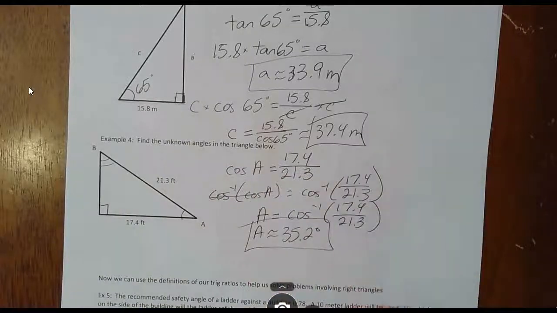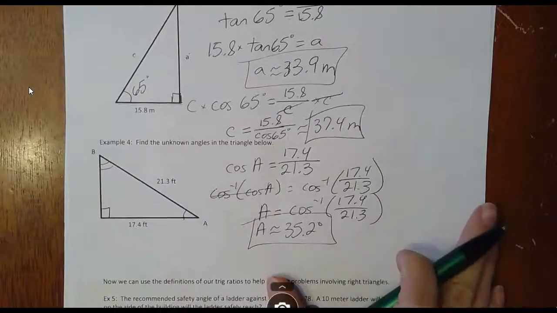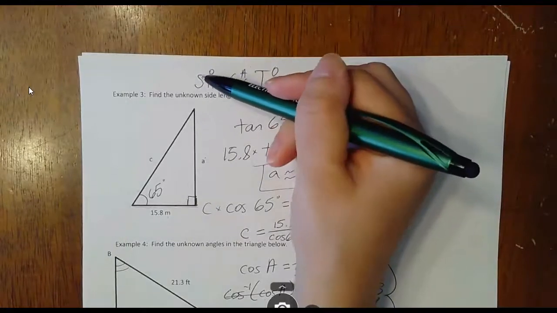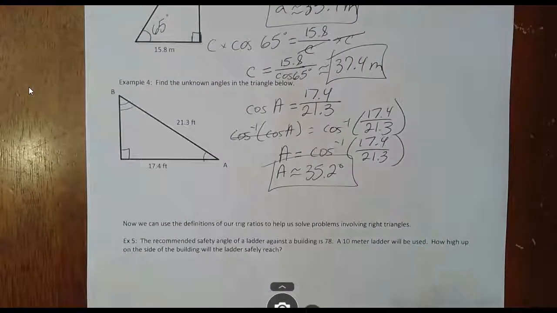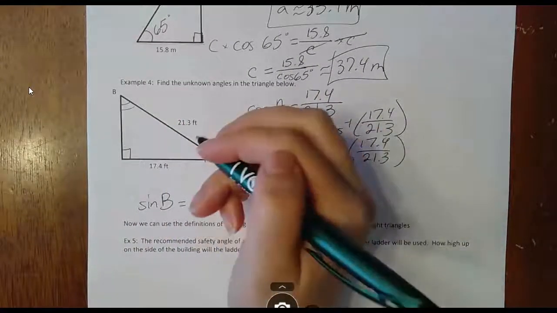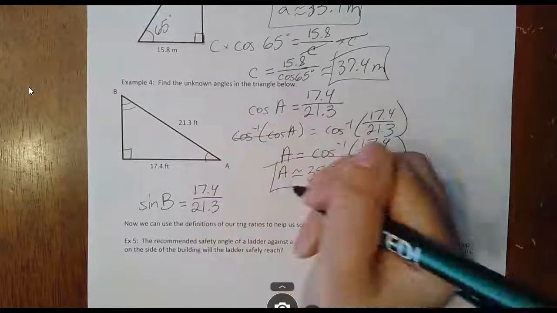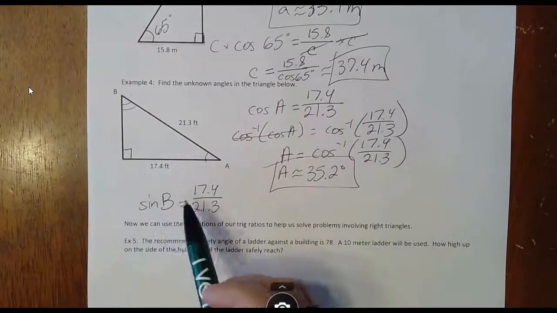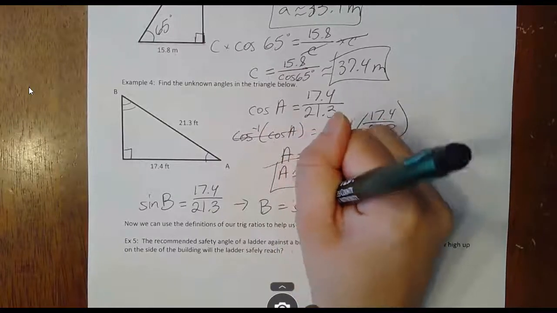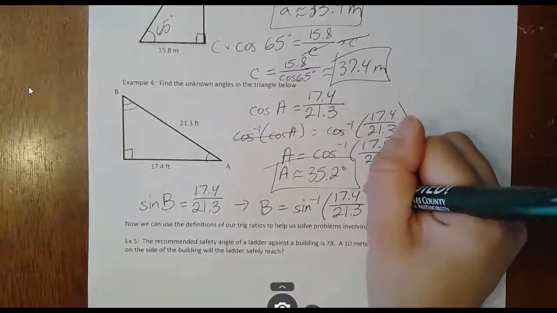Okay, let's do the other one. For angle B, I have the opposite side and the hypotenuse. So if I'm looking at my ratios again, which one has the opposite and the hypotenuse? Well, that's the sine ratio. So that's the one I'm going to use. So the sine of angle B equals opposite, which is 17.4, over hypotenuse, which is 21.3. And we're going to do the same thing. We're going to take the sine inverse of both sides, so that angle B equals the sine inverse of 17.4 over 21.3.